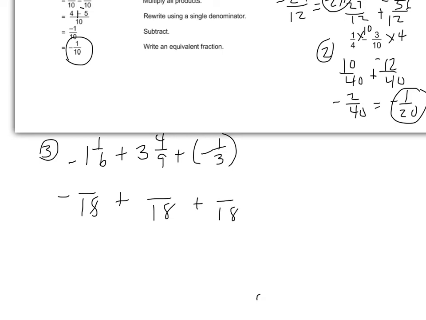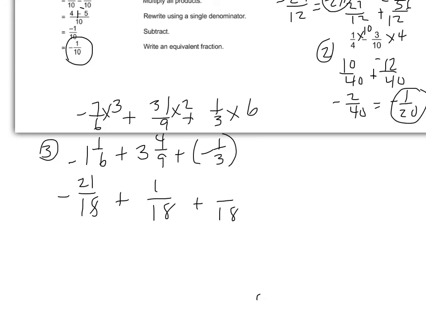Okay, so what I did first, though, actually, and I'm going to write it above here, is I changed these again from mixed to improper fractions. So I got negative 7/6 plus 31/9 plus 1/3. 6 times 1 is 6 plus 1 is 7/6. 9 times 3 is 27 plus 4 is 31, and then 1/3 was already just a proper fraction. Now I need to multiply this whole fraction by 3, this whole fraction by 2, and this whole fraction by 6. So negative 7 times 3 is negative 21.